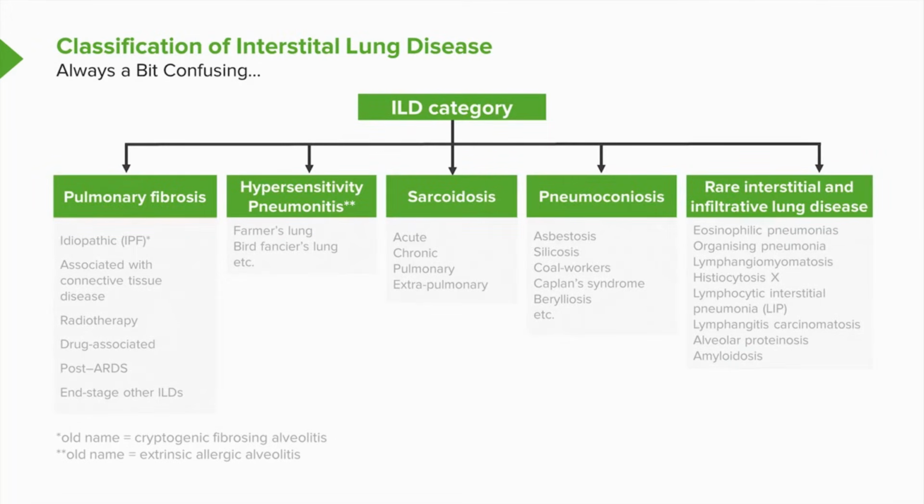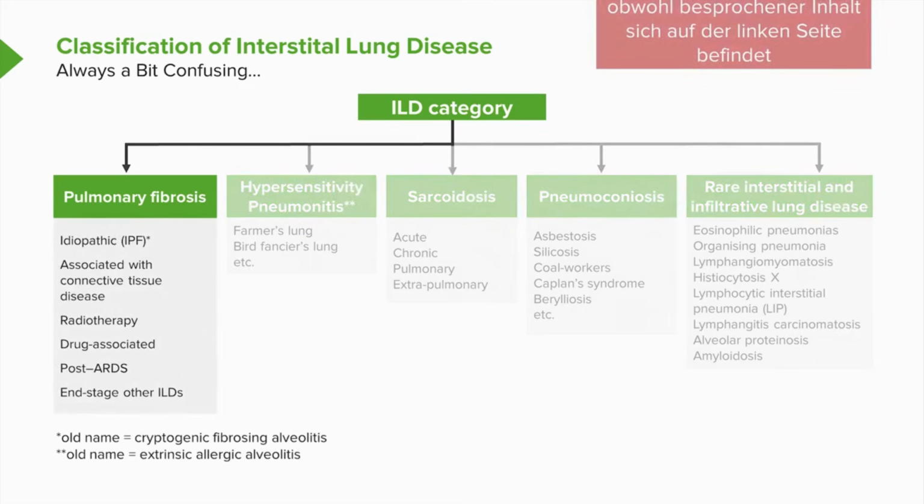Categorizing ILDs is not straightforward. This is one way of categorizing ILDs and is a useful way of thinking about them in general. So, for example, here we have 5 categories. On the right-hand side, you have pulmonary fibrosis, and that has several different causes. It could be idiopathic, which is the commonest cause and means that we don't know what's causing it, or it can be associated with connective tissue disease, such as rheumatoid arthritis or dermatomyositis.